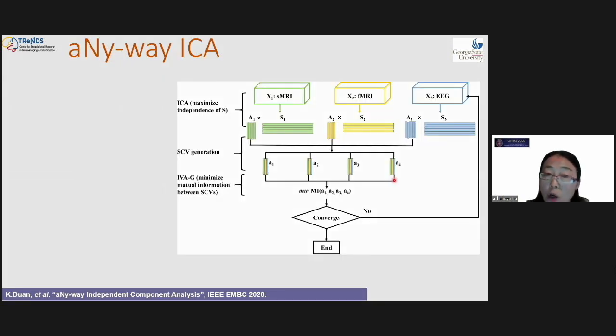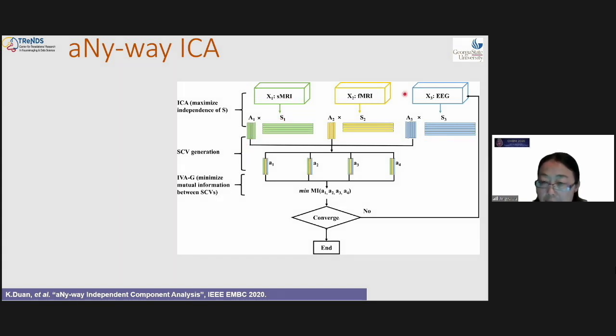And just this year, we developed a new method, Any-way ICA. The rationale to design this new method is that for some conditions, the paired components are multiple. There are multiple paired components that exist across data modalities. So we designed this method to simultaneously optimize all the top paired components.